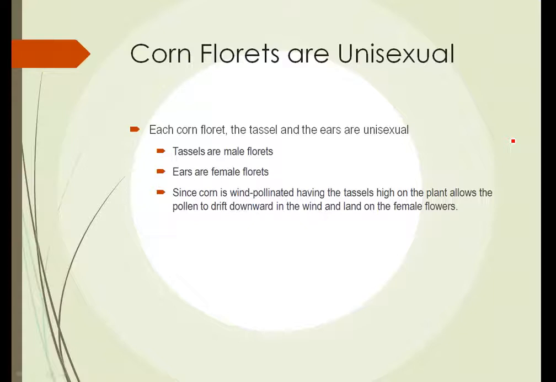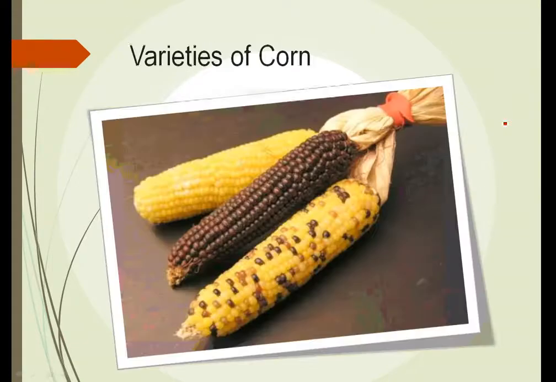So, as I said, they have separate male and female flowers, or florets. The tassel and the ears, each unisexual. The tassel is male, the ears are female, and being wind pollinated, it allows the pollen to drift down next to it, hitting other corn plants. Corn is an interesting plant in that it was developed from other plants that are barely edible, and without human intervention, corn can't multiply and grow by itself. So if humans stop taking care of corn, within a very short period of time, a couple of years, we would have no more corn left on the planet.